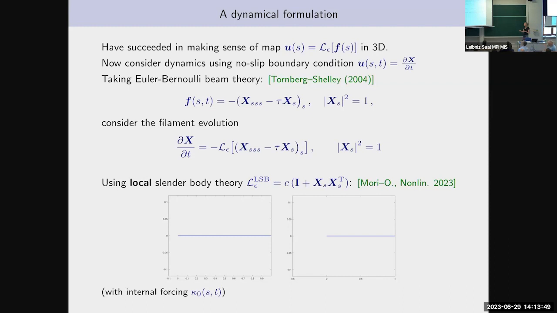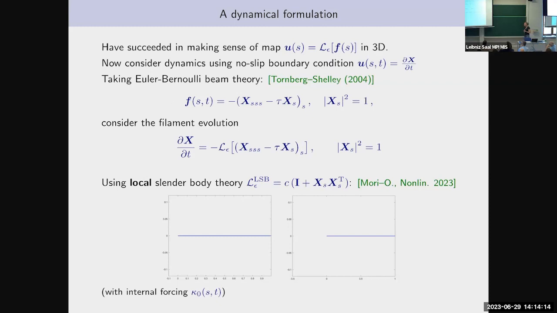So there's a Lagrange multiplier to enforce that the filament doesn't grow or shrink in length over time. All right. So I can consider this filament evolution, right? This is what I want to be considering. And so we can see now that understanding this operator L is important, right?